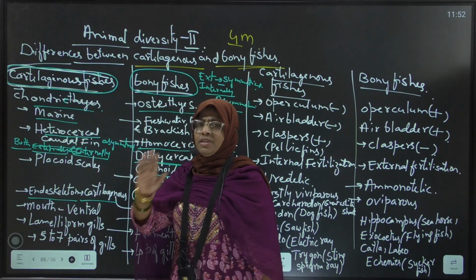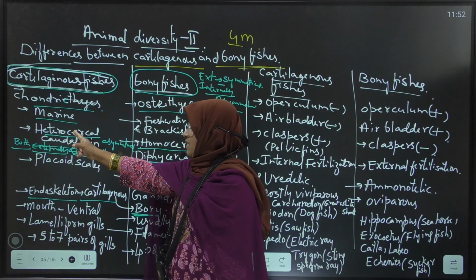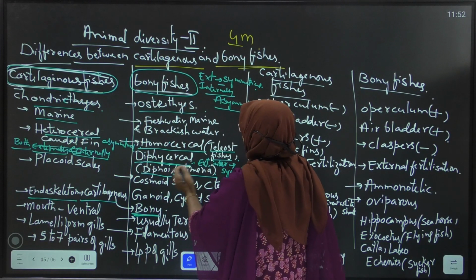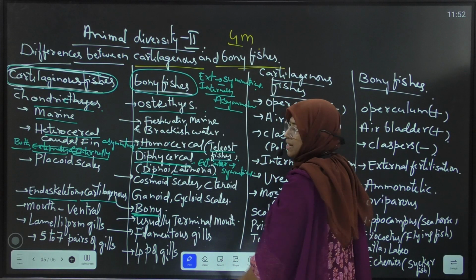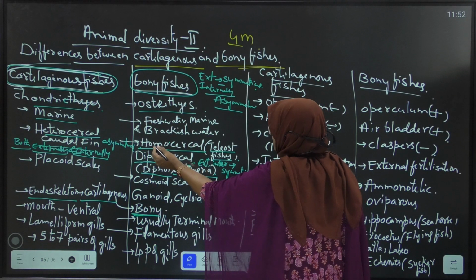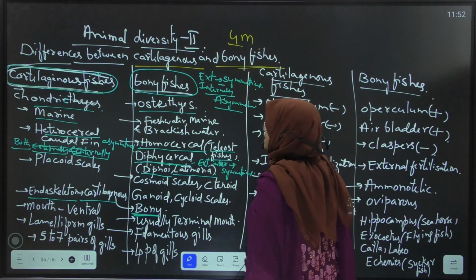Heterocercal caudal fin is both externally and internally asymmetrical. Just opposite to the heterocercal caudal fin is the diphycercal caudal fin, in which both externally and internally it is symmetrical. Homocercal caudal fin is externally symmetrical, internally asymmetrical.